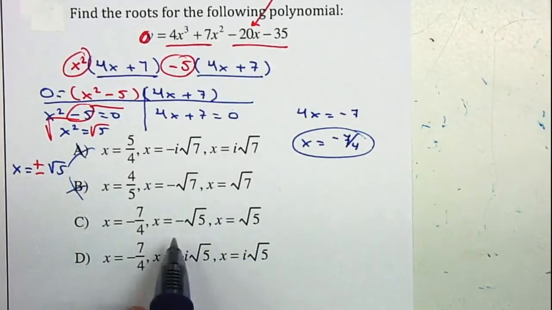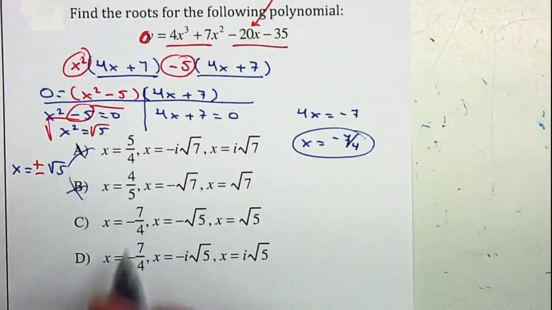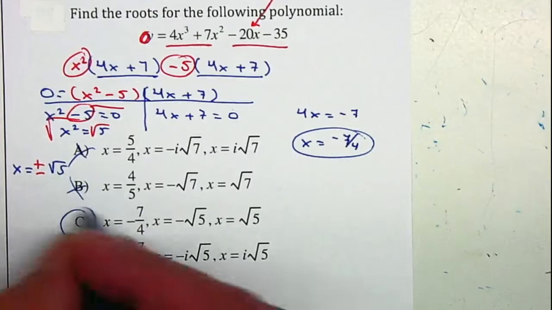Now notice the difference between letter C and D. D has an i. Your i is only whenever you have a negative inside the square root. In this case, that's not it. Your answer is letter C.